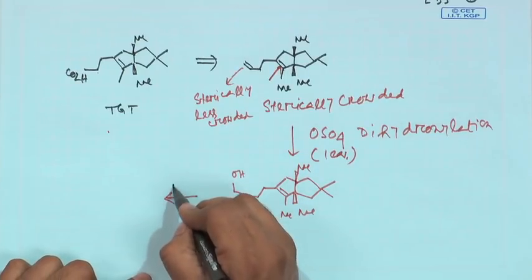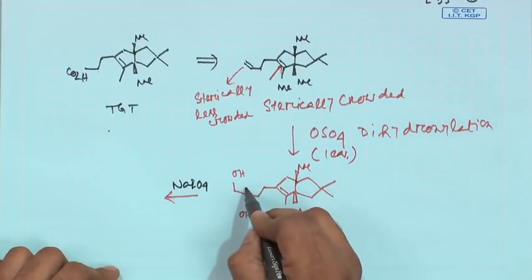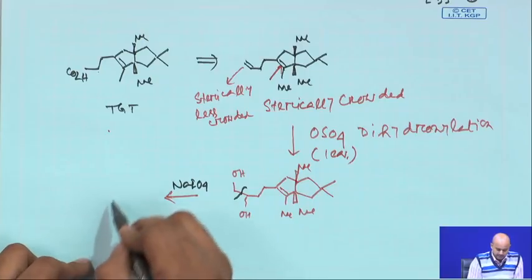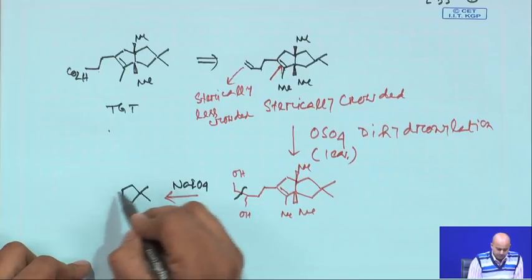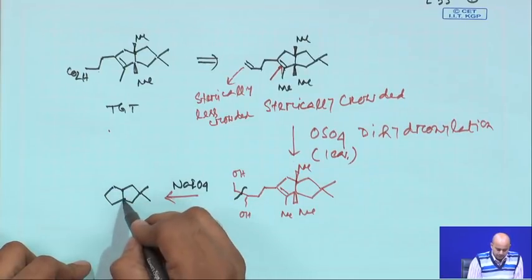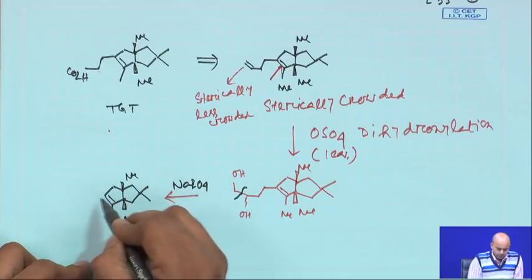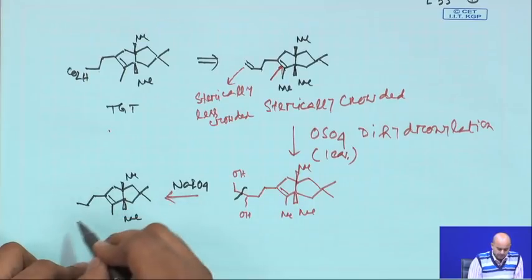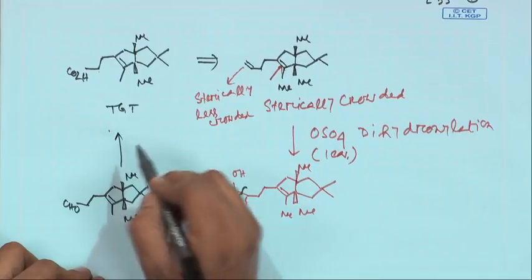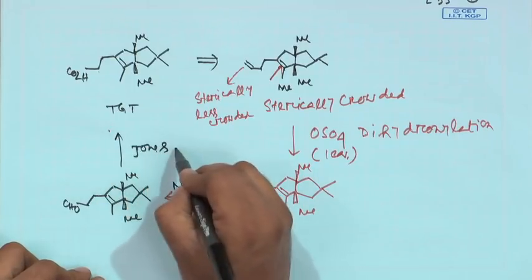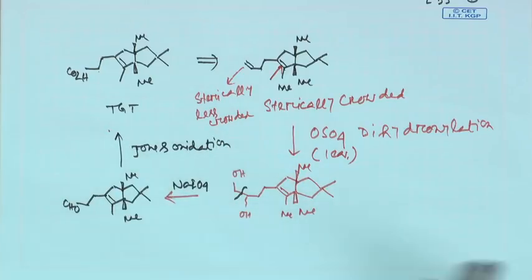Now, say that we will be doing a Johnson-Lemieux cleavage, which we have already explained many times, that will give you the corresponding aldehyde, whose structure we will now draw, generated after this Johnson-Lemieux cleavage, CH2, CH2, CHO. Now, what do you need to do? You just need to do a Jones oxidation, just oxidize the aldehyde to its corresponding acid. So, your target has been achieved.